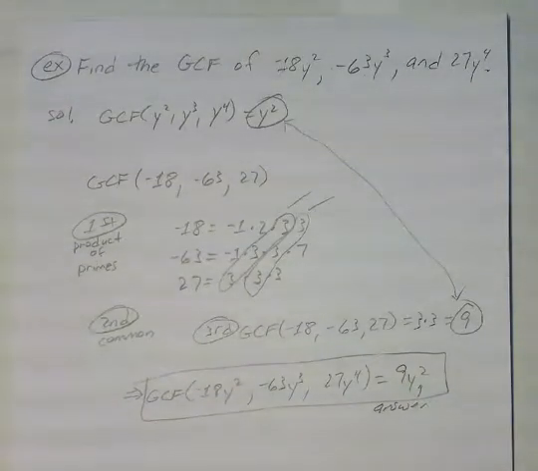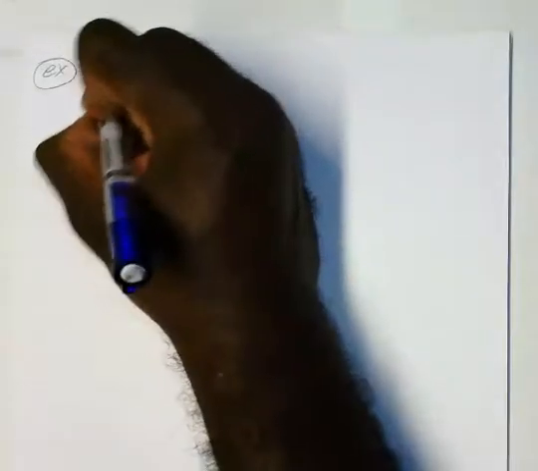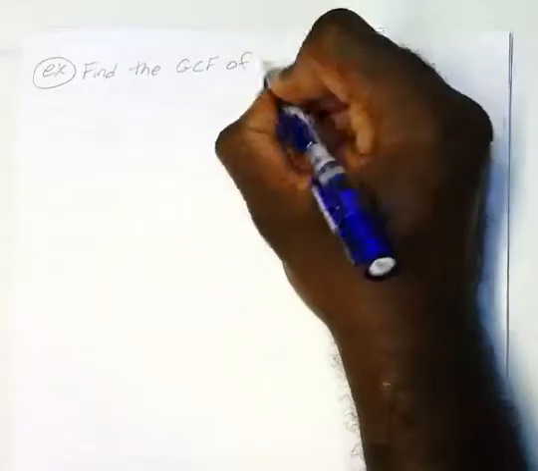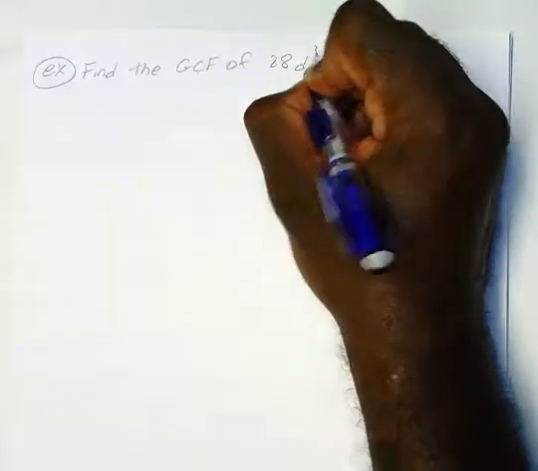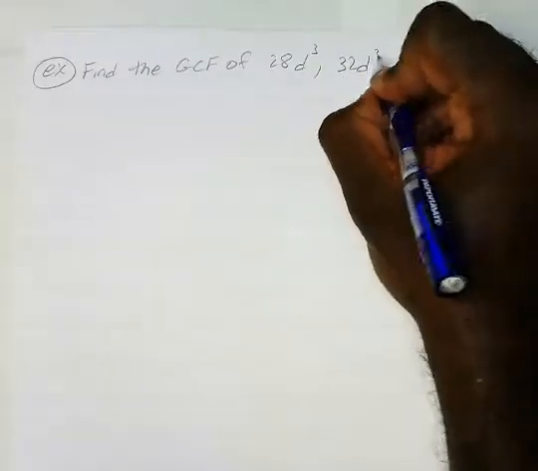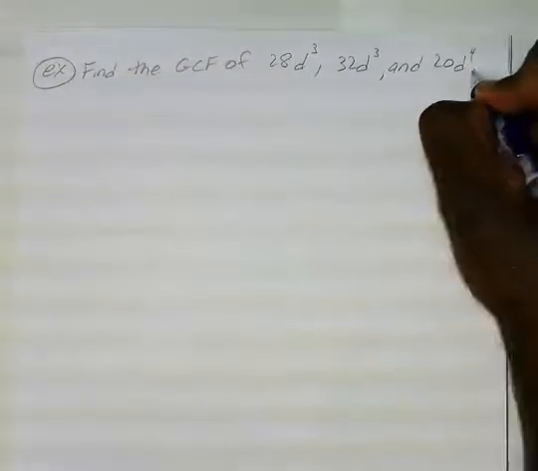Alright, so hopefully that made sense. Alright, so we're going to do another example. Find the greatest common factor of 28d to the third power, 32d to the third power, and 20d to the fourth power.